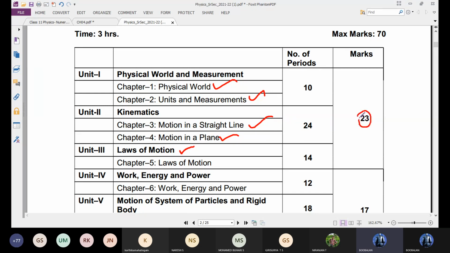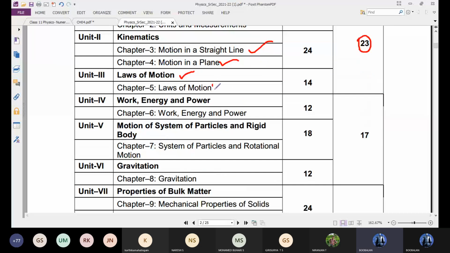So approximately each chapter 4 to 5 marks. 4 marks it is there approximately. In first chapter, maximum they won't ask any questions. So no need to fear about this chapter. Step number 2, 3, 4, very important.